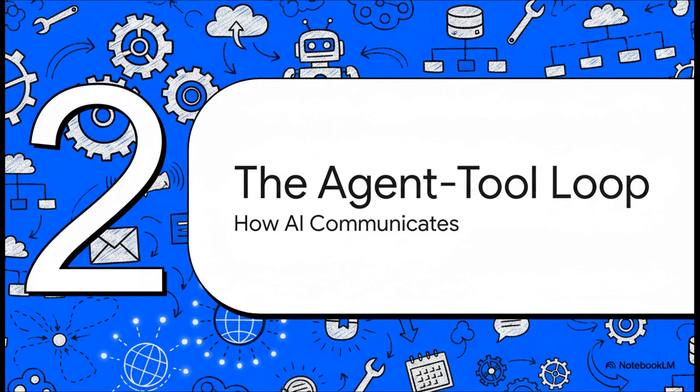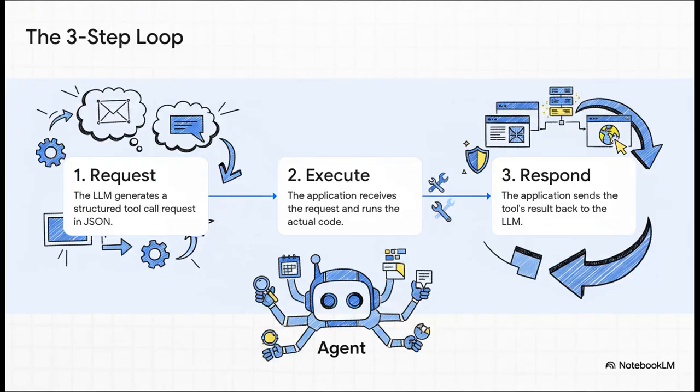Okay, so let's get into the nitty-gritty. How does this back and forth between the AI's brain and the application's hands actually work? It's not magic, it's a really clear logical loop. Let's walk through it. It all boils down to this simple three-step loop. First, the request. The LLM analyzes your prompt, realizes it needs a tool, and generates that structured call.